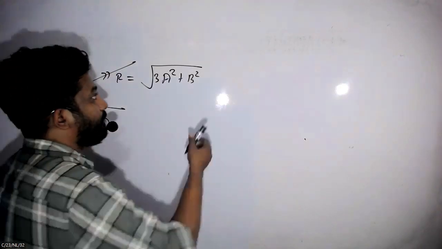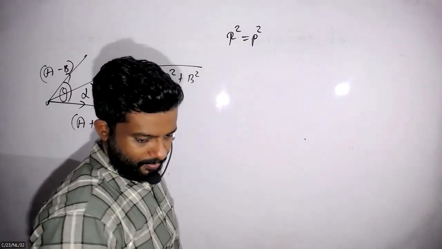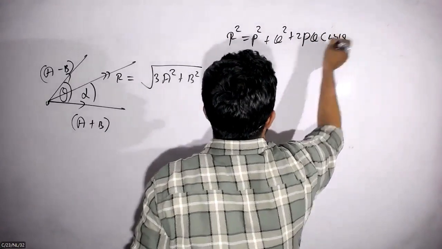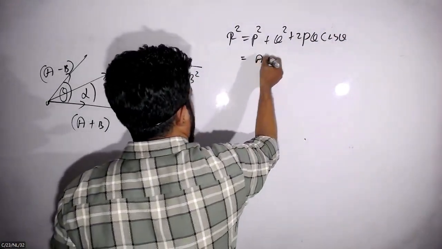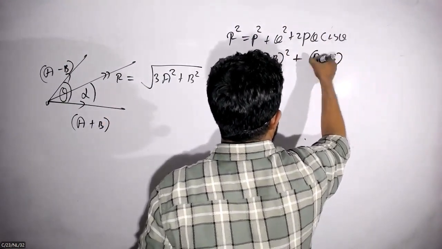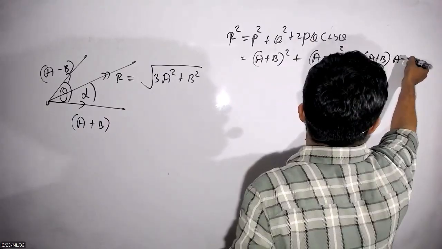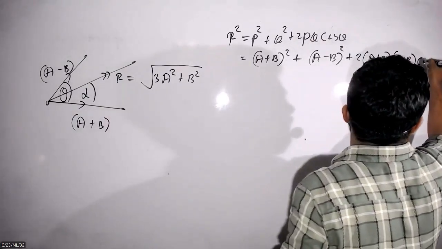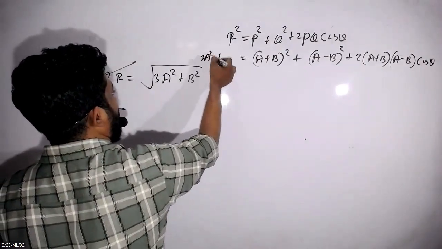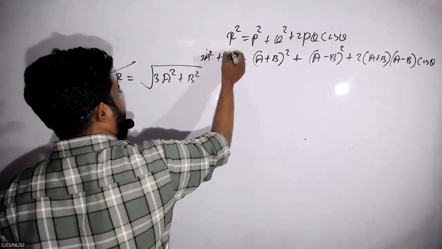To find the angle between the two vectors, you can apply the equation r squared is equal to p squared plus q squared plus 2pq cos theta. This one is the equation. P squared is a plus b squared, plus q squared is a minus b squared, plus 2 into a plus b into a minus b cos theta. R squared they have given 3a squared plus b squared. මෙයාගේ square root එකේ squared එකනේ.